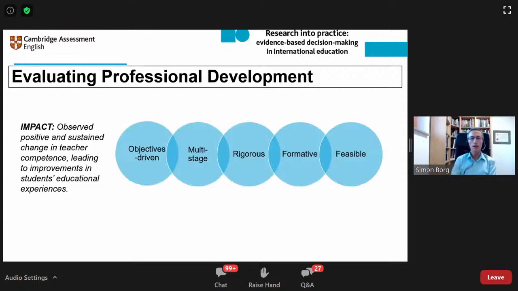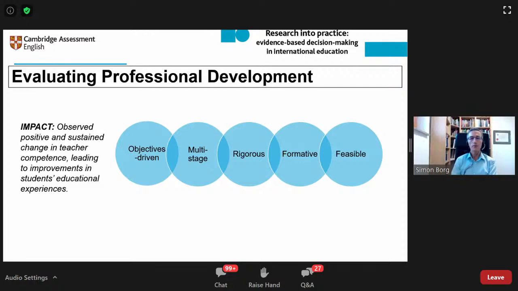And there are a number of important elements that need to be part of the way we evaluate professional development programs in order to make the evaluation effective. Evaluation needs to be driven by the objectives of the program. As I said earlier, it's extremely important to specify early on what specific aspects of teacher competence and perhaps indeed learner competence are being targeted by a program. These can then become the focus of subsequent evaluation.